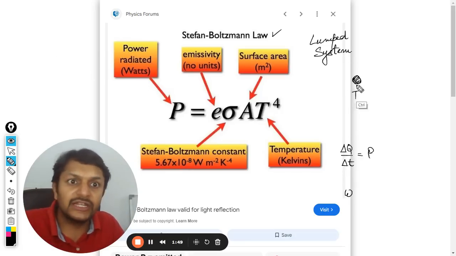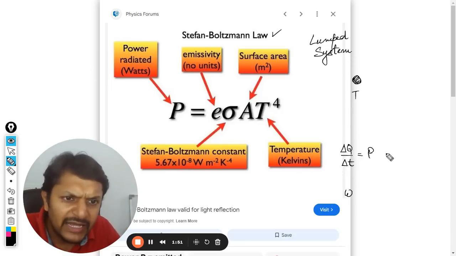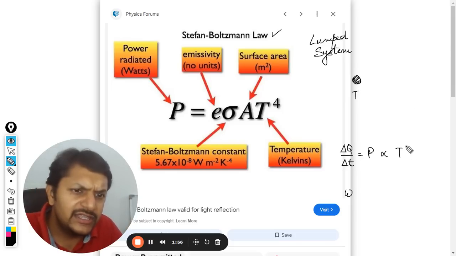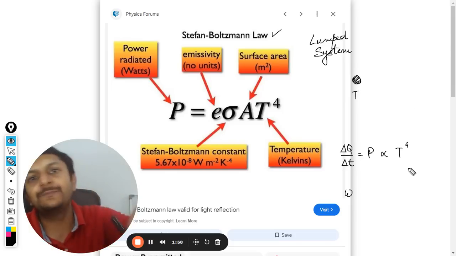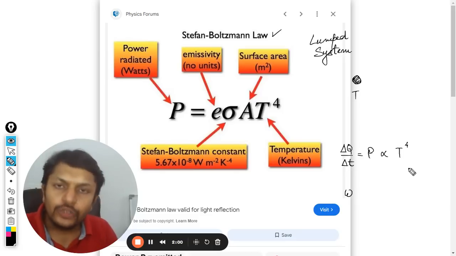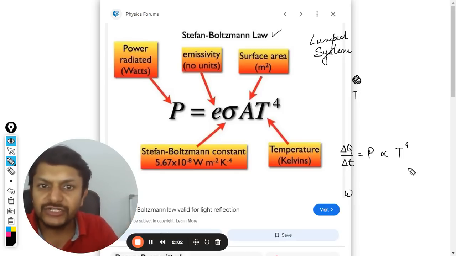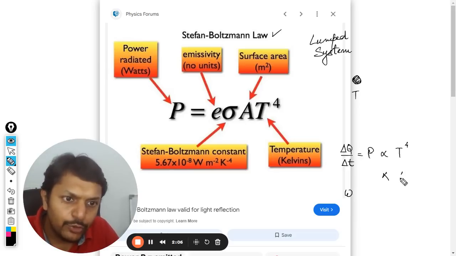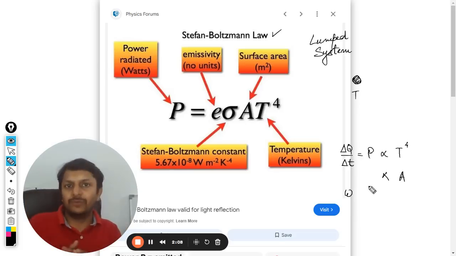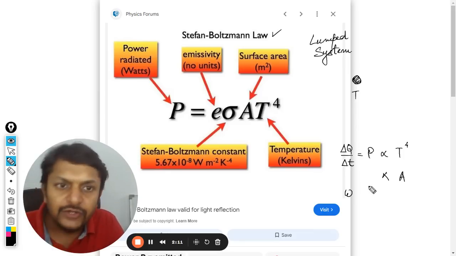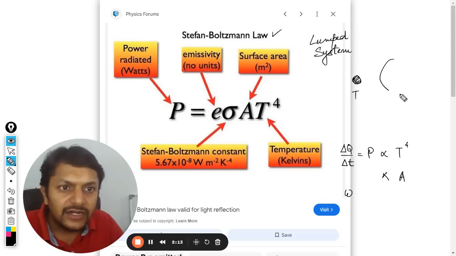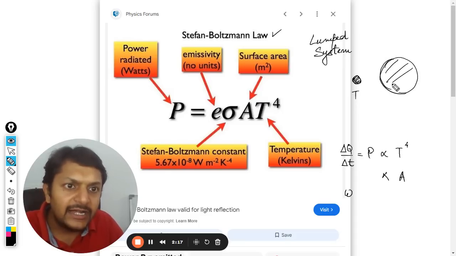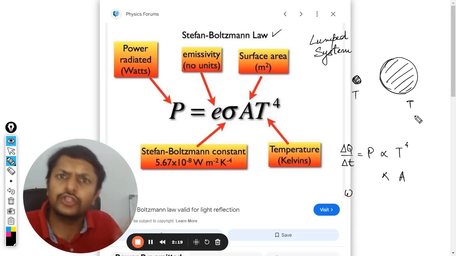So this is the body, the lump system, and this P is found to be directly proportional to the fourth power of the absolute temperature. The fourth power of the absolute temperature. And this power is also directly proportional to the area of the body, as we did in the earlier video. If I take up this condition that this is a very big body comparatively, and the temperature of this body is also capital T.